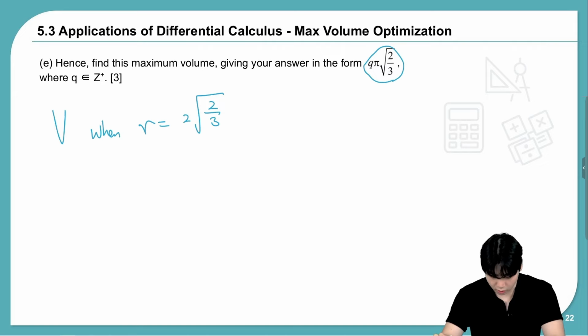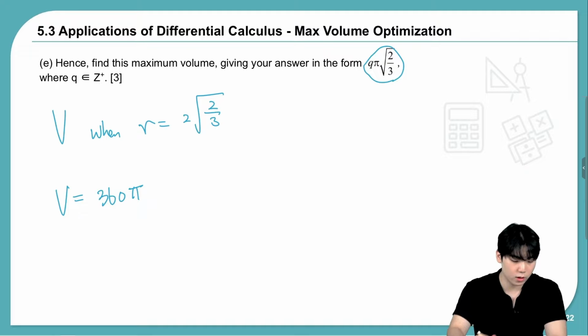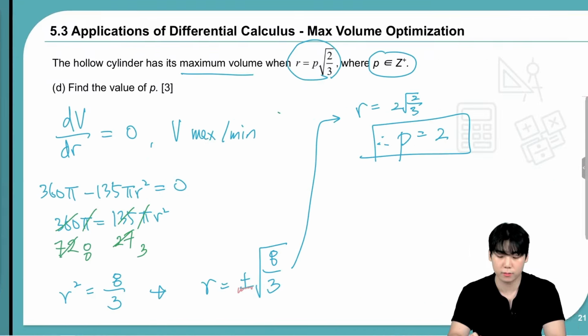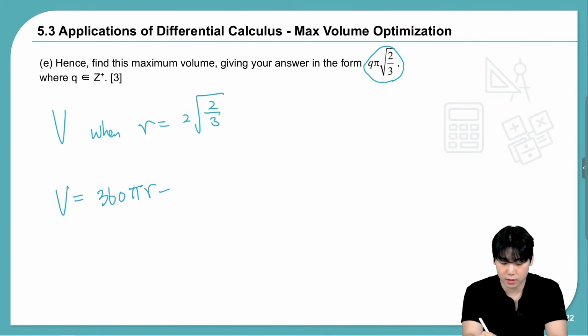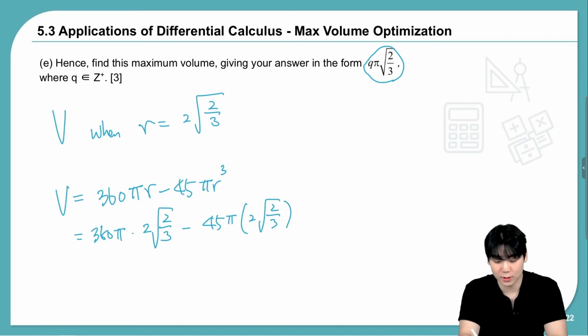What was the equation for the volume? We just have to go back. The volume was 360 pi r minus 45 pi r cubed. We just have to sub in. So that means I have 360 pi multiplied by 2 root 2 over 3 minus 45 pi multiplied by 2 root 2 over 3 cubed. That is very tedious, but let's just continue.